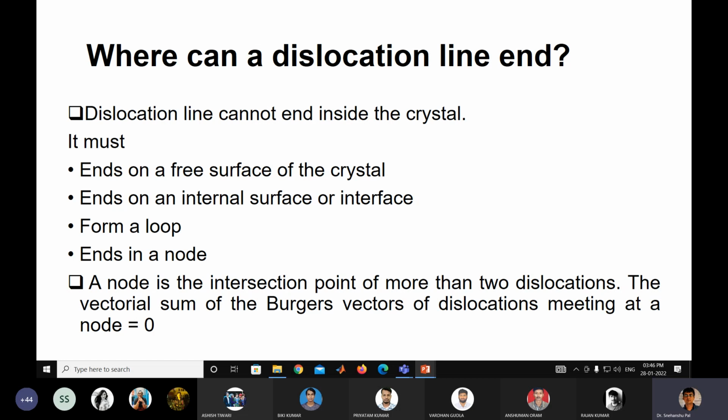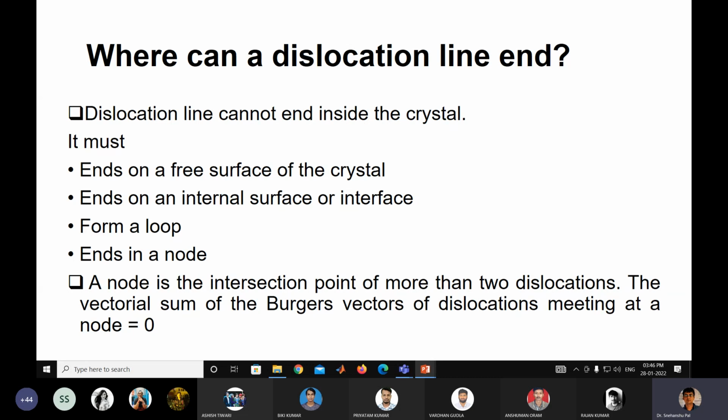A node, what is a node? The new term we encounter is node. A node is the intersection point of more than 2 dislocations, and the vectorial sum of the Burgers vectors of the dislocations meeting at a particular node is equal to 0. So now you can understand that a dislocation line cannot end inside a crystal, and I already told that last class also.